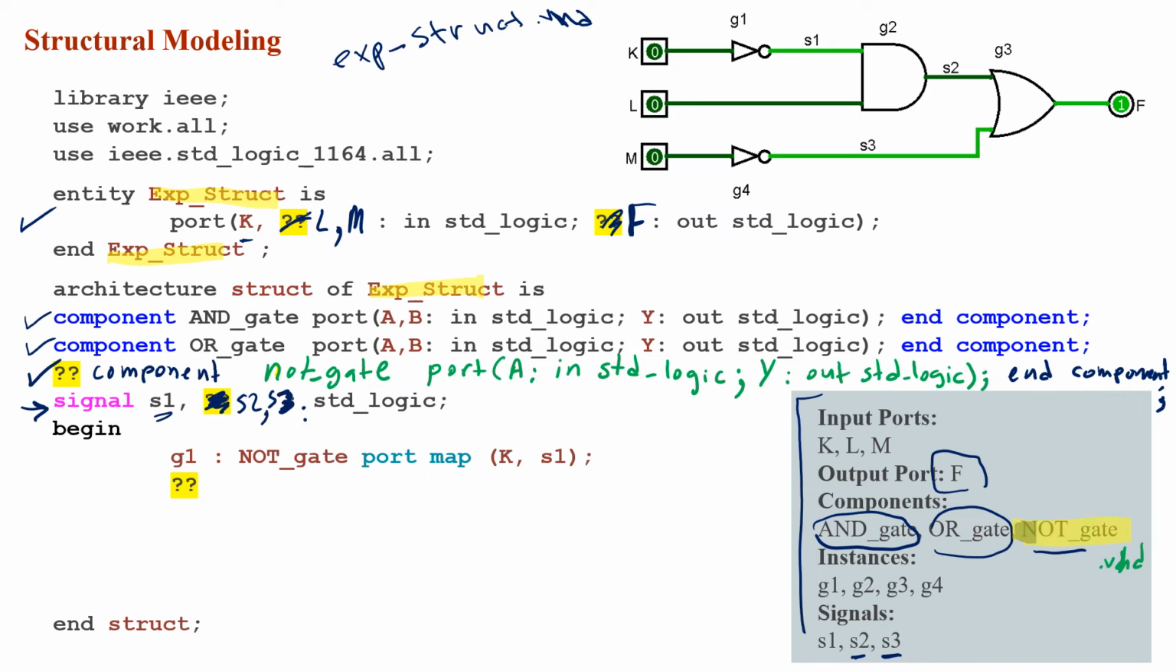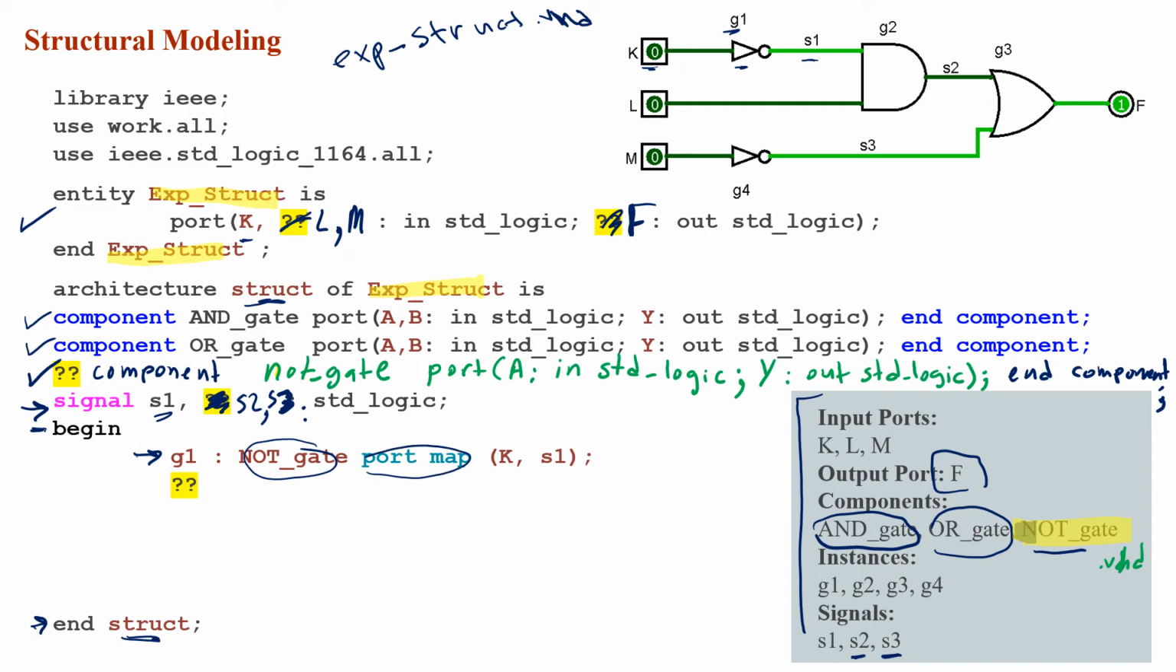Now in the last part, after signal, we have to say the keyword begin and then end struct, which is our architecture name. And in between, we have to do the mapping of the wires to tell the compiler that G1 is actually a NOT gate and it connects K as an input and it outputs S1. So this is what this line of code means. We have this instance and it's called G1, and G1 is actually a NOT gate.